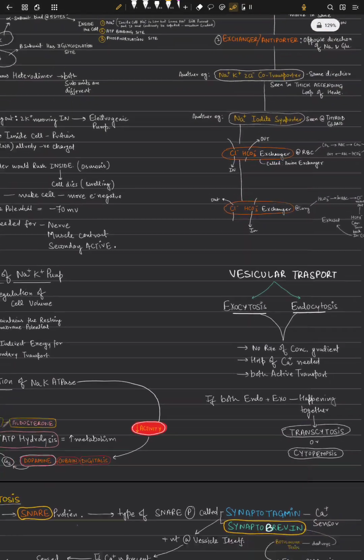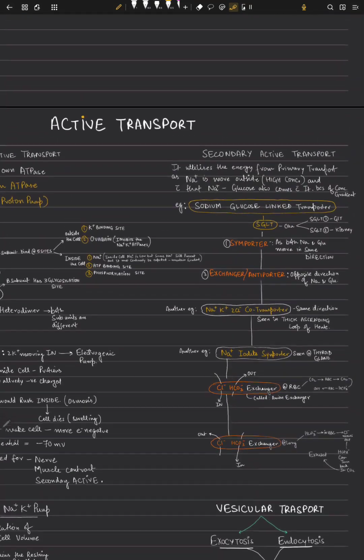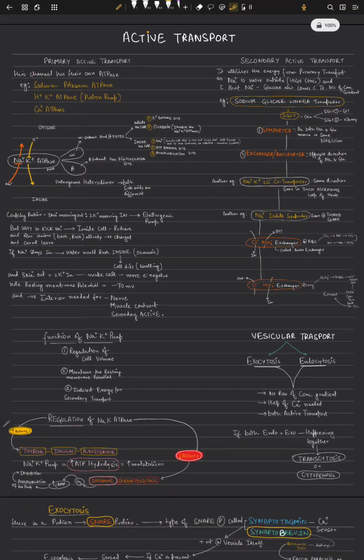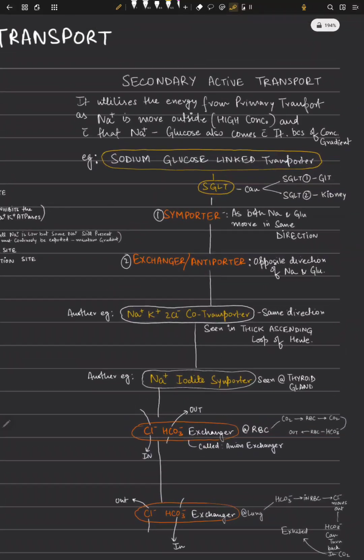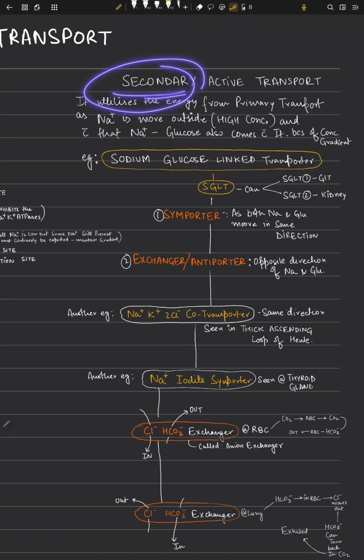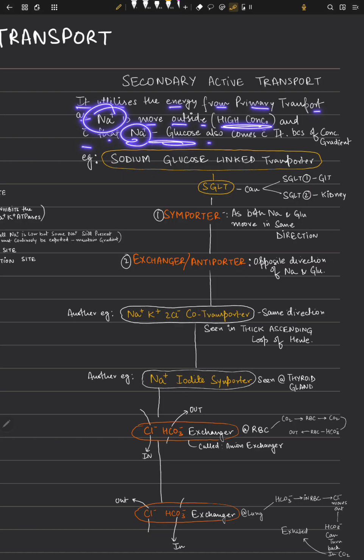Let's go to the secondary one. What is secondary? That was the primary active one. Let's go for the secondary active transport. Secondary active transport uses the energy gradient from the primary one. That's why we call this secondary, because it's not primary. It utilizes the energy from primary transport, as sodium is more outside, in high concentration, and with that sodium glucose also comes inside because of the concentration gradient.